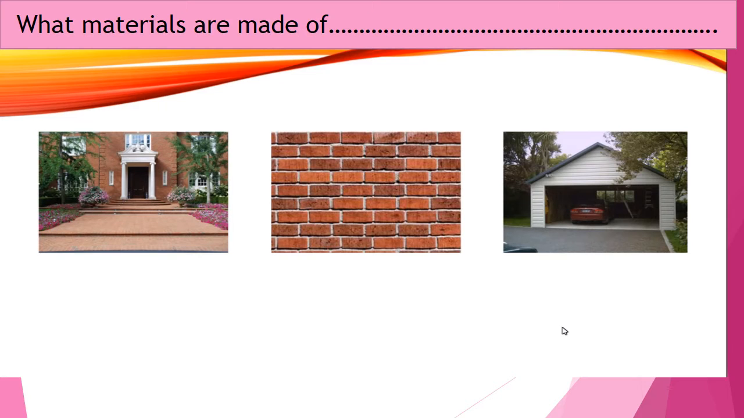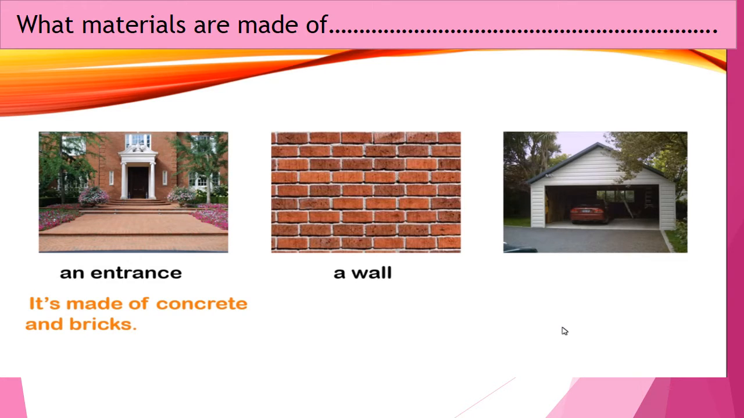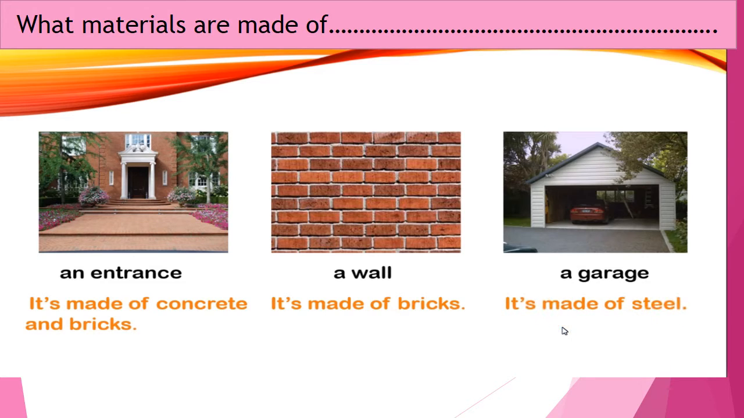Next, what is this on picture 1? It's an entrance. What material is it made of? It's made of concrete and bricks. Next, what is this? A wall. What material is it made of? It's made of bricks. Next, what is this on picture 3? It's a garage. What material is it made of? It's made of steel.